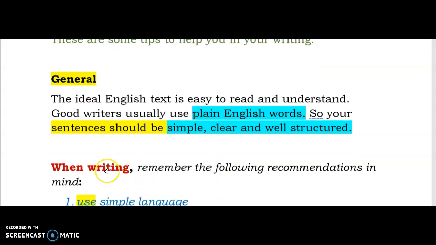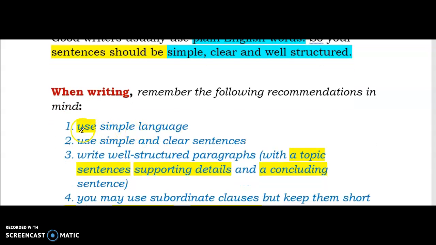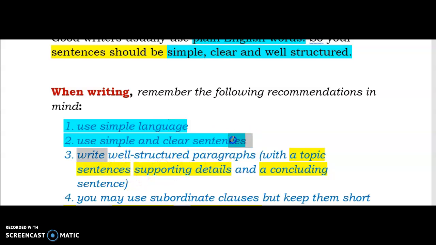The second one is when you're writing. Remember these few recommendations in mind. Number one, you use simple language. This is what we discussed. And you use simple and clear sentences. And you write well-structured paragraphs.